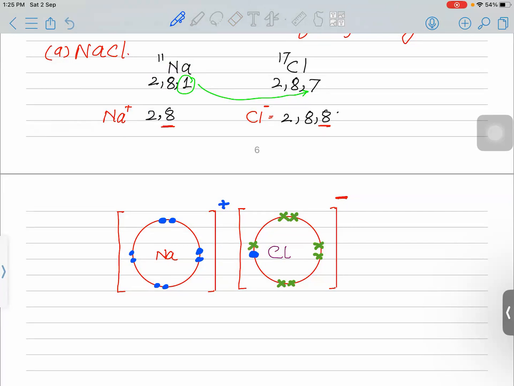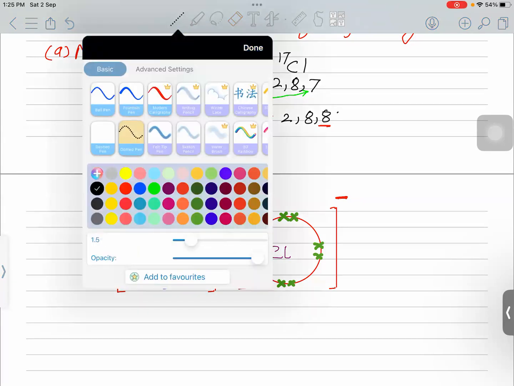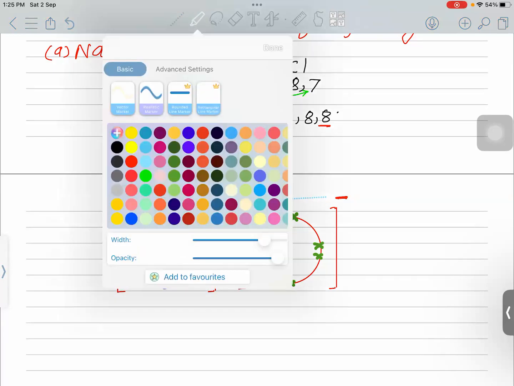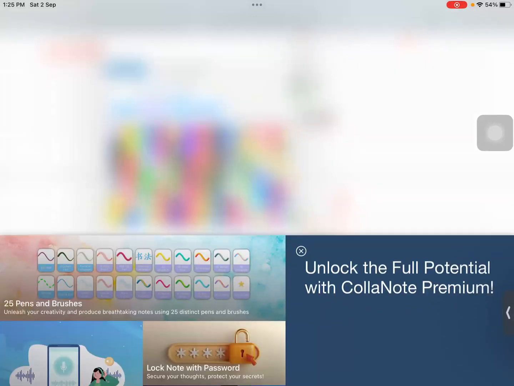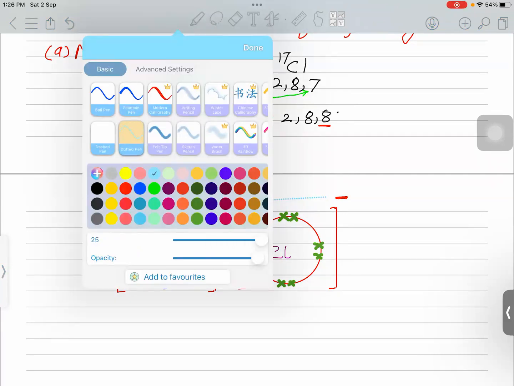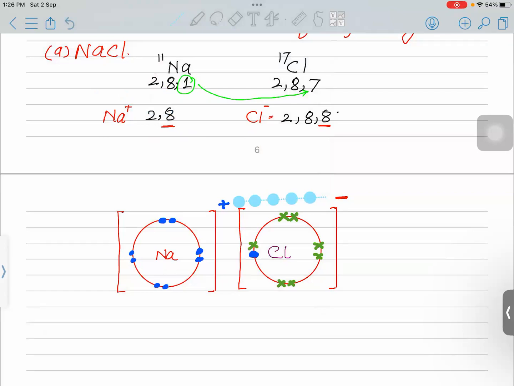Now, an electrostatic force of attraction is developed. This electrostatic force of attraction is called ionic bonding.